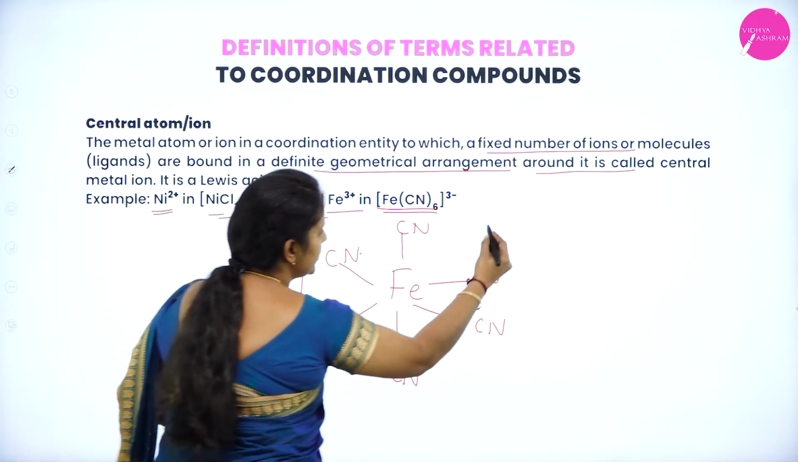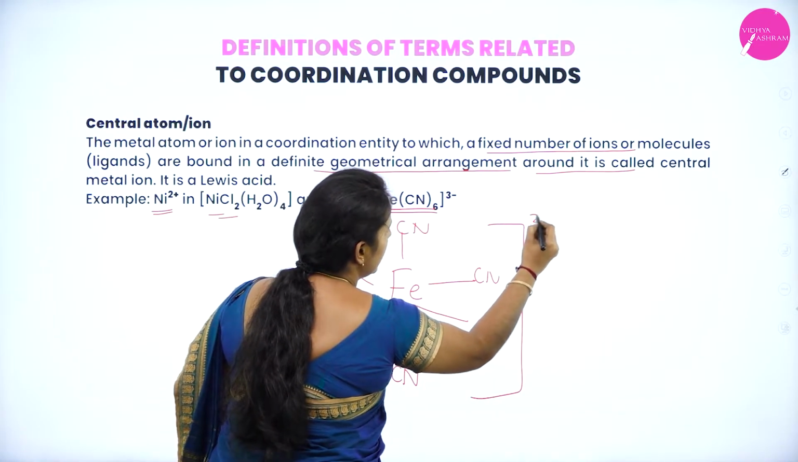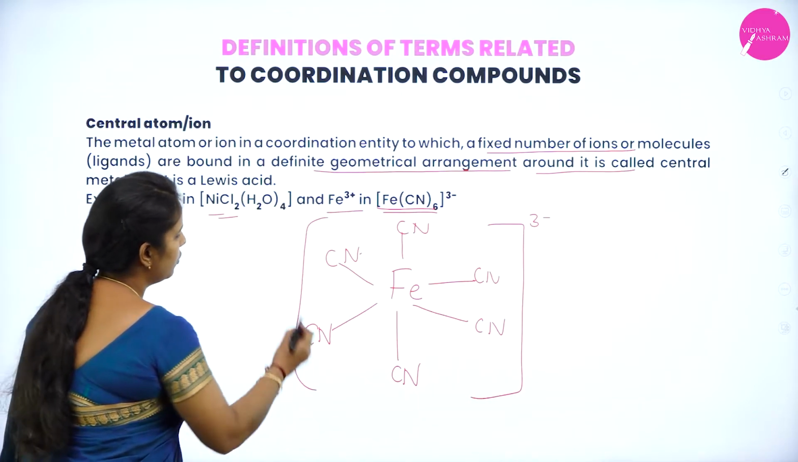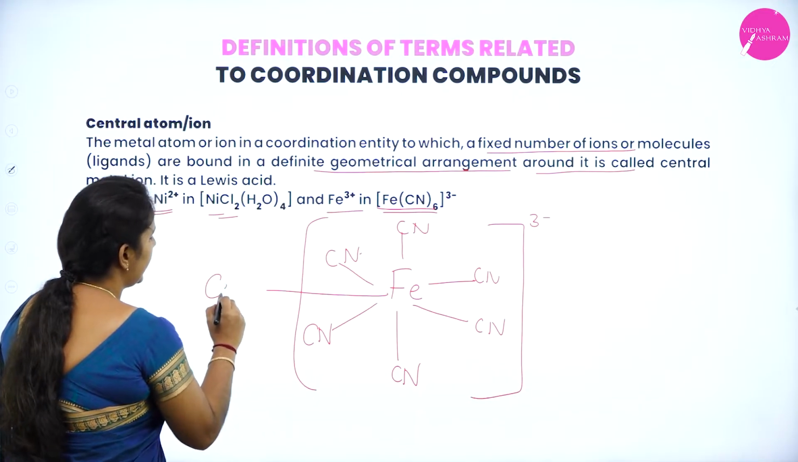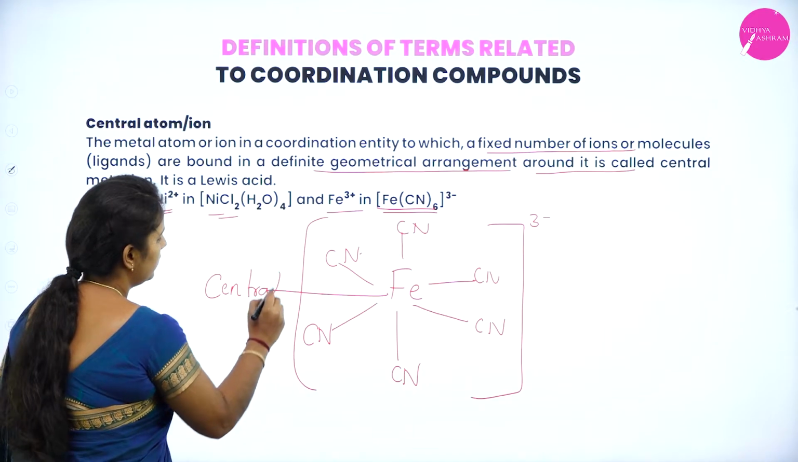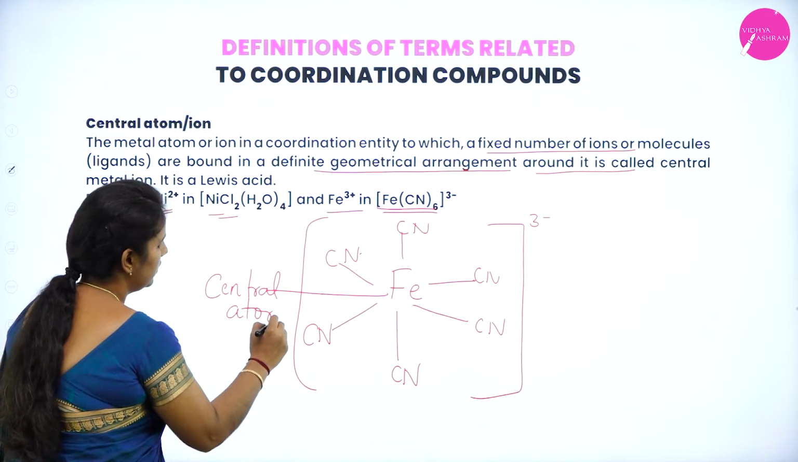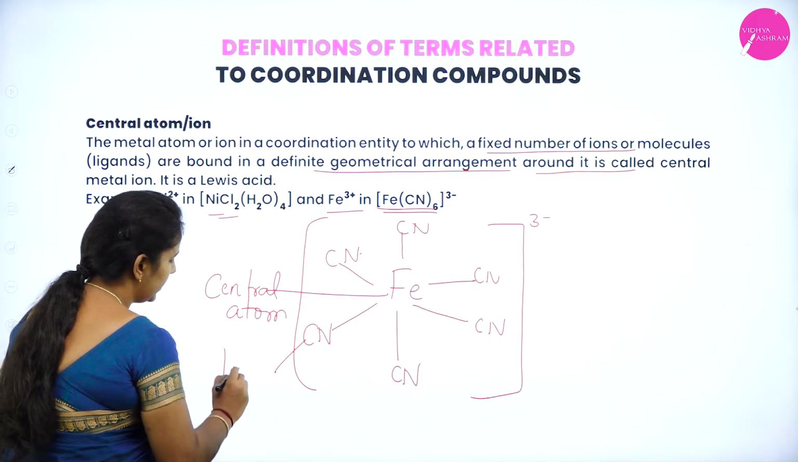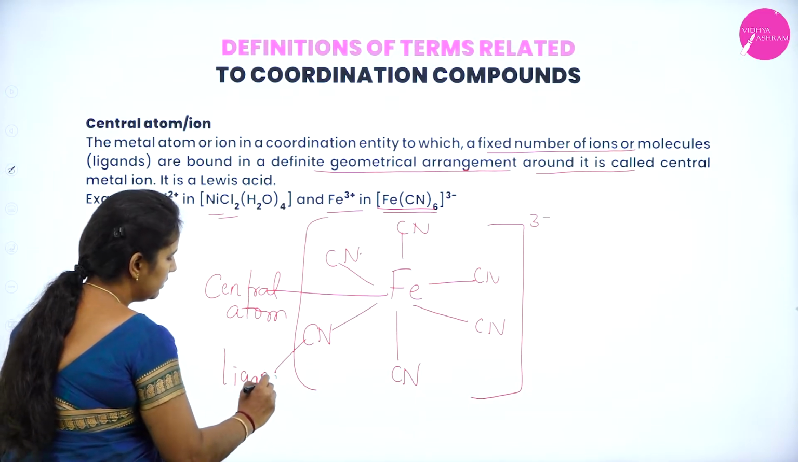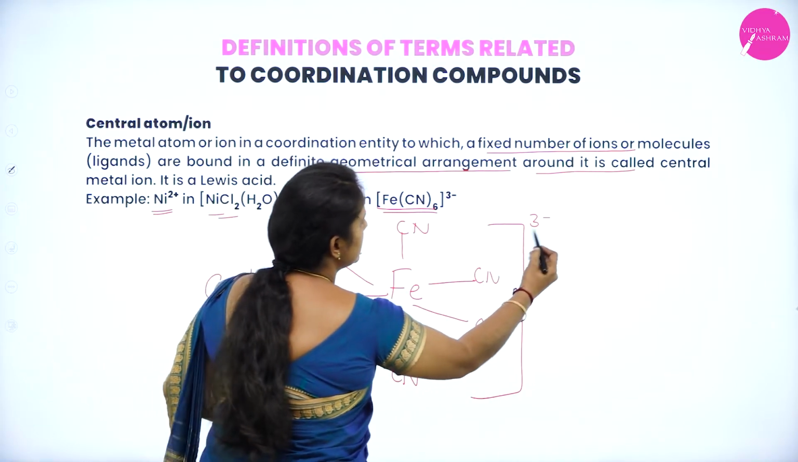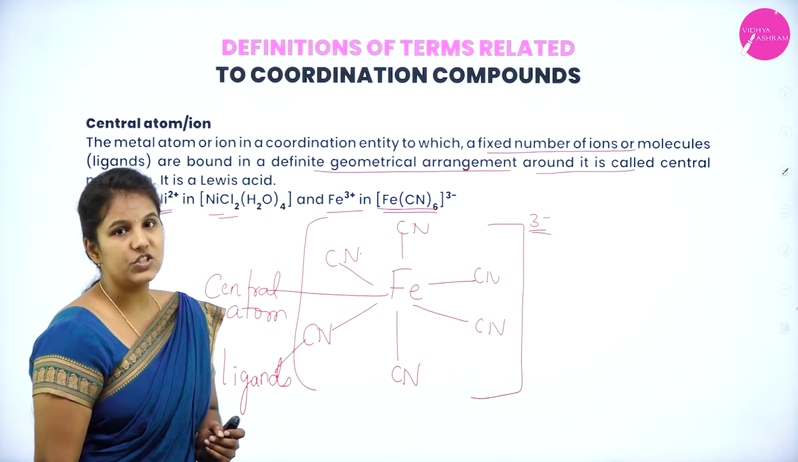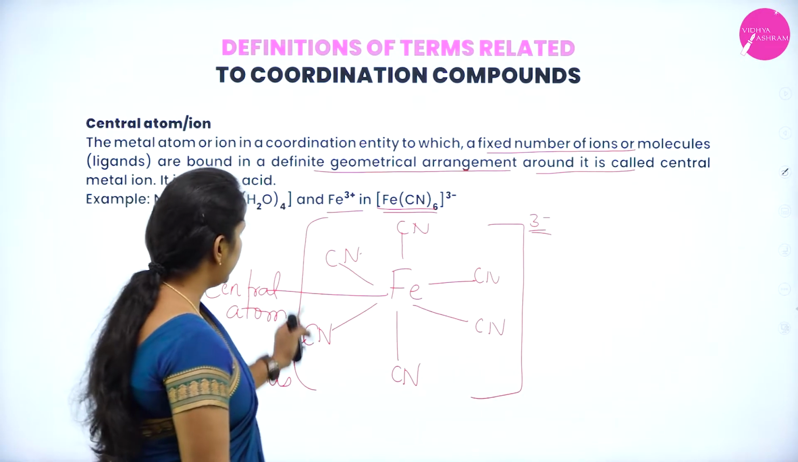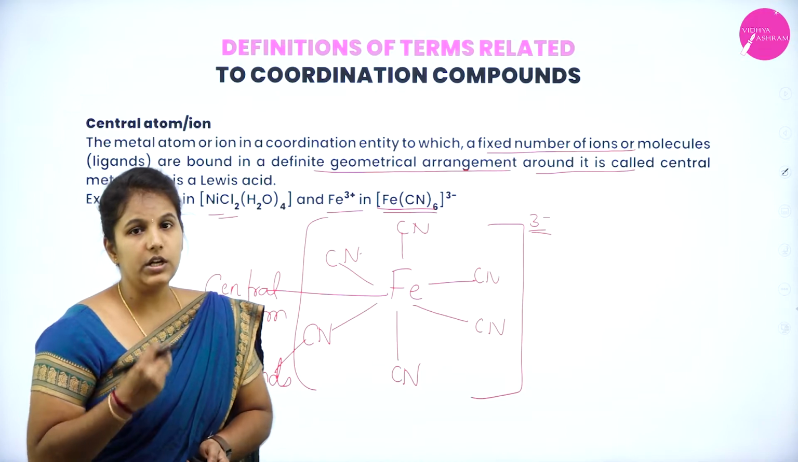So what is the charge here? You can see that the charge will be 3 minus. So iron is the central atom here, and what are these CN? They are nothing but ligands. So what is the charge here? Minus 3 is the charge on the complex ion, and this whole bracket is the coordination sphere.